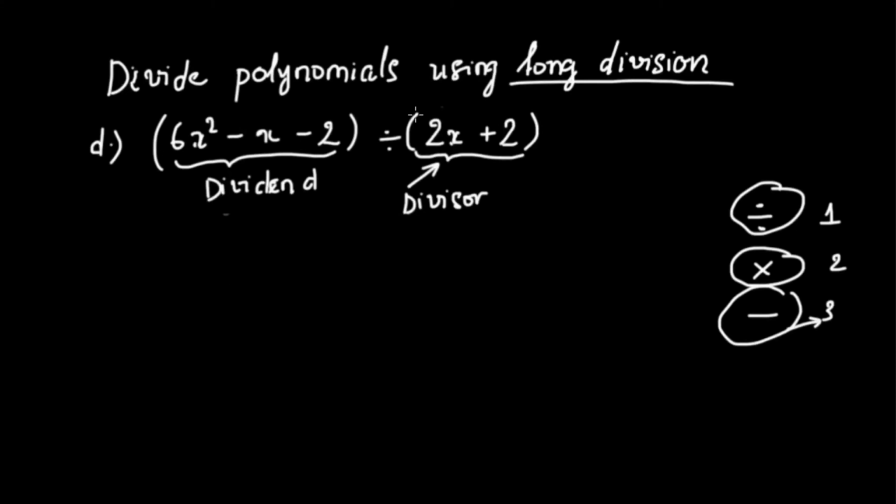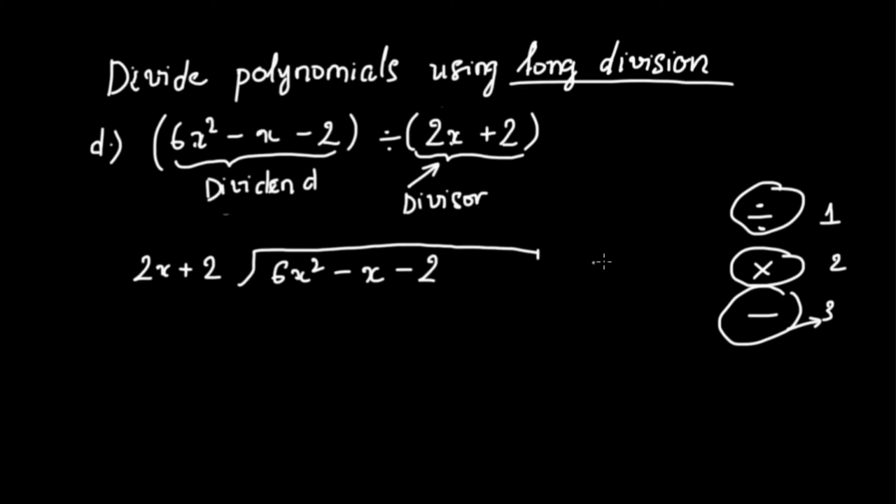Let's work on question D. The quantity is 6x squared minus x minus 2 divided by the quantity 2x plus 2. In this case, 2x plus 2 is the divisor, and 6x squared minus x minus 2 is the dividend. First, we need to set up the problem. We put the divisor here, 2x plus 2, then here you put the dividend, 6x squared minus x minus 2. We need to follow 3 steps. The first step is division, the second step is multiplication, and the last step is subtraction.